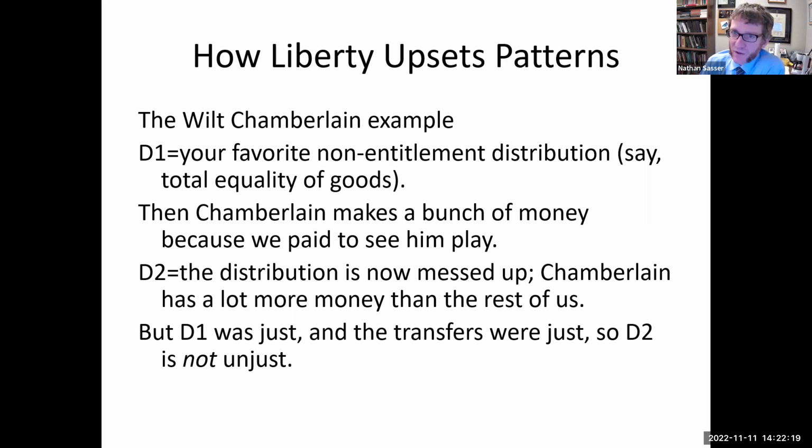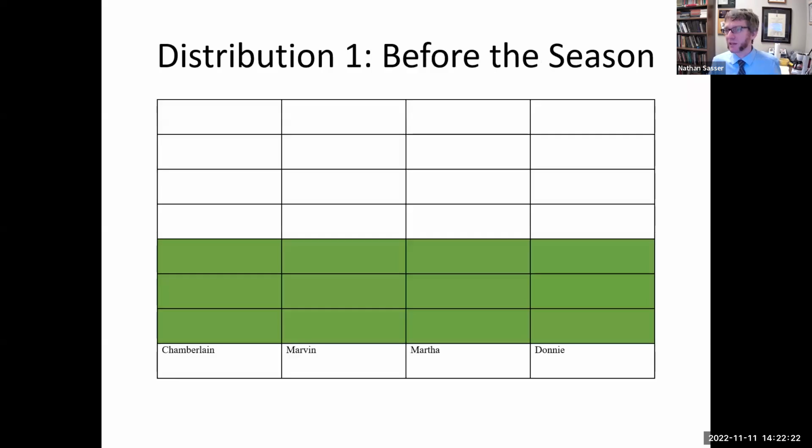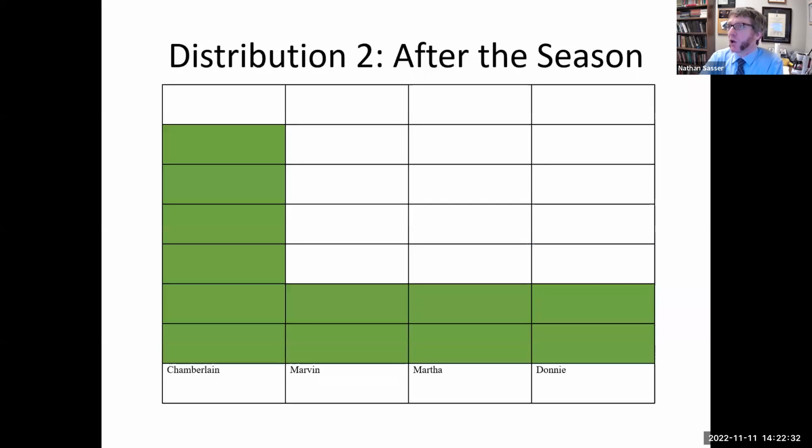Let me give you some charts that make this simpler. So here we are at the beginning of the season. We have a society of 4 people, Chamberlain, Marvin, Martha, and Donnie, and they've all got the same amount of money before the season. Then Wilt Chamberlain makes a deal with the NBA and says, I would like to get 1/4 of all the ticket sales when people come to see me play this season.